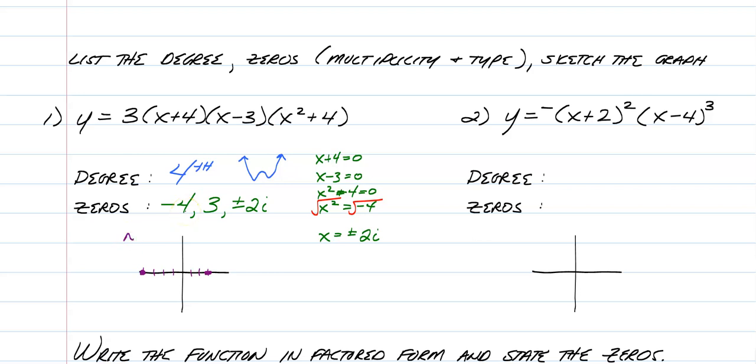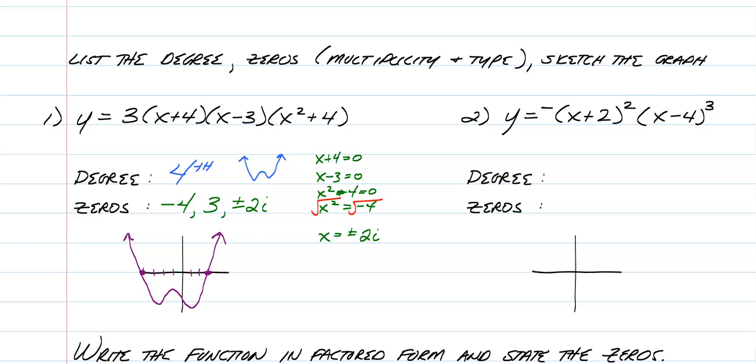now we need to look at the multiplicity. This only happens once. 3 only happens once. And because the squared is not outside of the parentheses, it's just with the x squared, that is also multiplicity of 1. So this is going to slash through the negative 4, do a little dance down there maybe, and come back up and slash through the 3 because those are odd. Okay? And that's probably what this graph is going to look like if you were to type it in your graphing calculator. Again, that's not the purpose of this video.